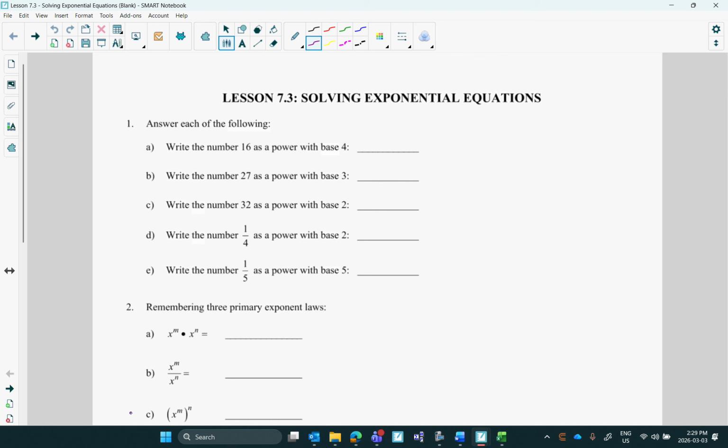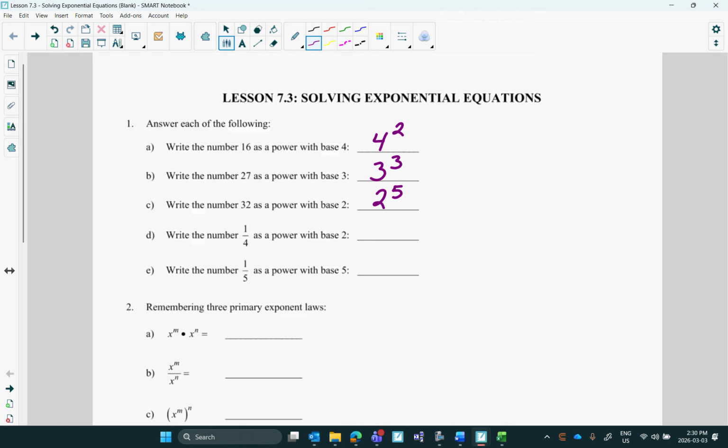4 squared. How about 27 with base 3? 3 cubed. 32 with base 2. 2 to the 5th.